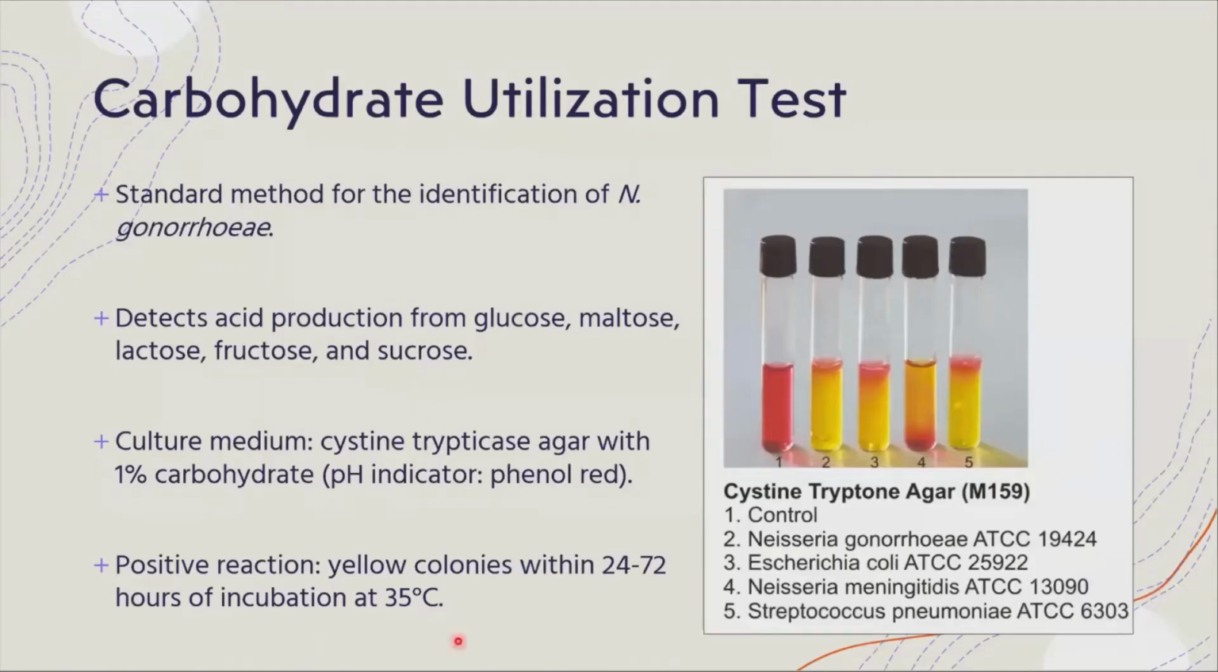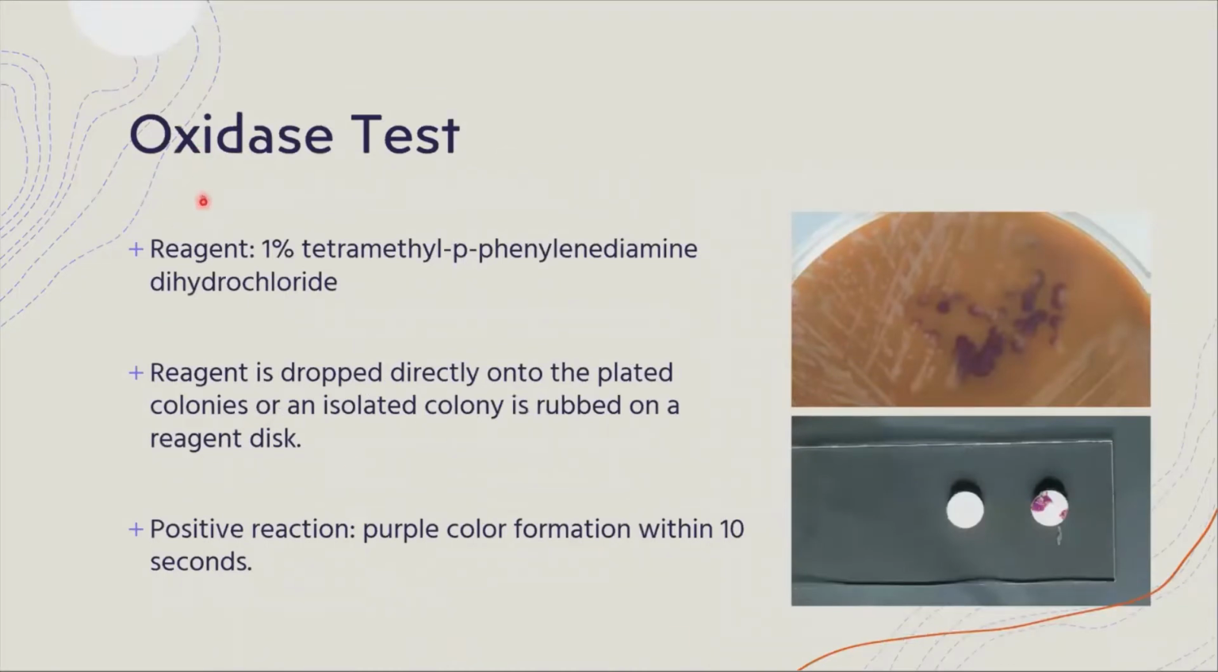And then we have the oxidase test, wherein we use the reagent 1% tetramethyl paraphenylenediamine dihydrochloride. So in this test, the reagent is dropped directly onto the plated colonies or an isolated colony is rubbed on a reagent disc. So may dalawang method tayo dito, no? So either yung reagent natin na ipapatak mismo dun sa colonies sa ating chocolate agar, or pwede rin na ilalagay natin, or i-rub natin yung mga isolated colonies dun sa ating reagent disc impregnated with your reagent.